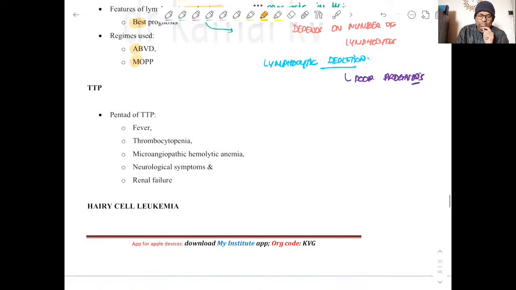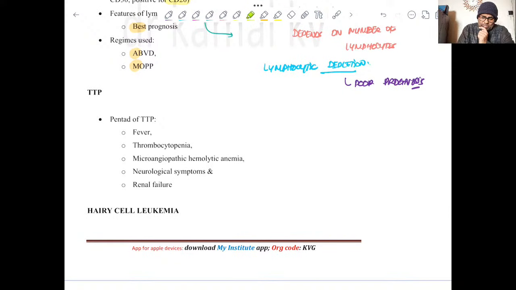Then moving to thrombotic thrombocytopenic purpura. Here you need to remember two things. The term is thrombocytopenia, so you can say platelet count will be low. And second important thing is that there is microangiopathic hemolytic anemia. Because of this hemolytic anemia, RBC count will decrease. So two important findings: low platelets, low RBCs, right? Apart from this, there can be fever, neurological symptoms, and renal failure. So this is the pentad of thrombotic thrombocytopenic purpura.